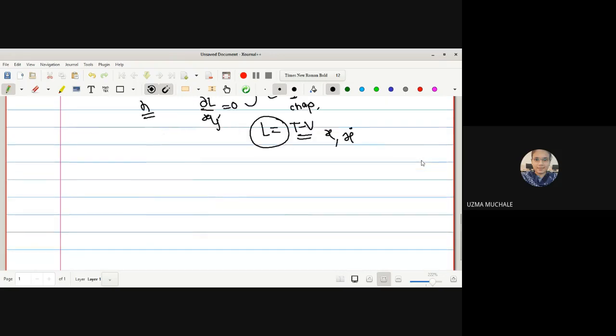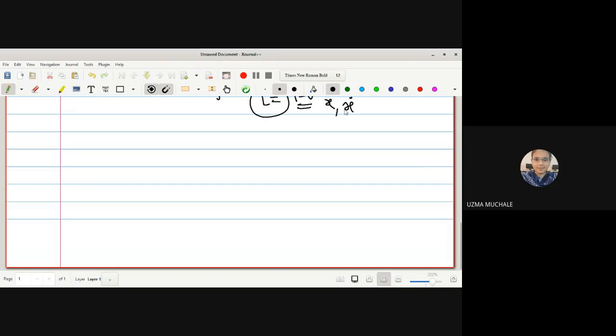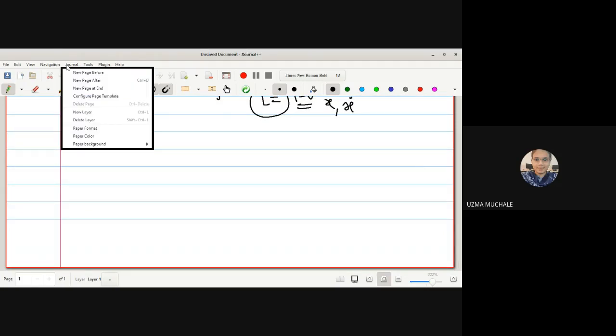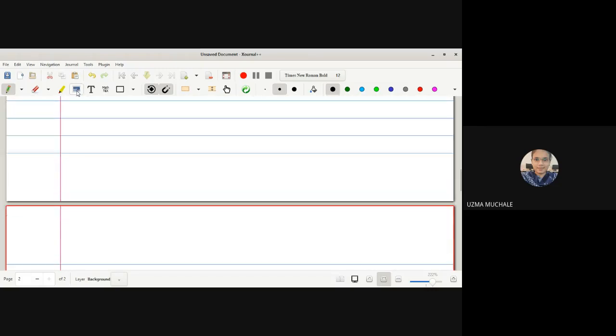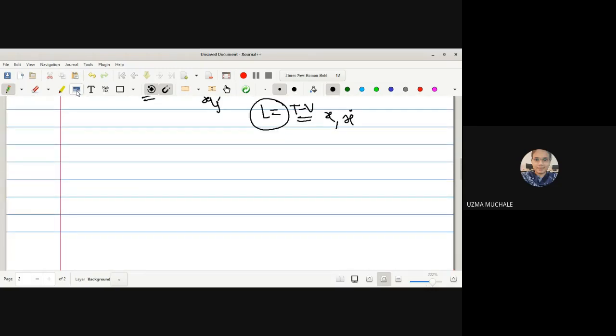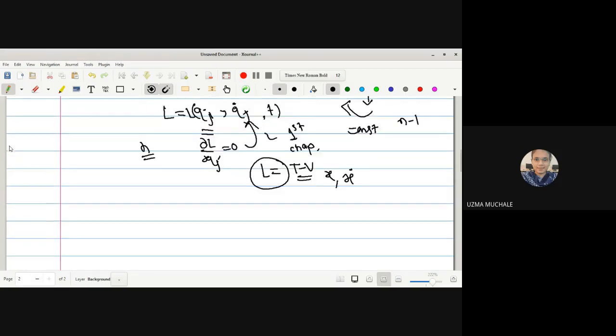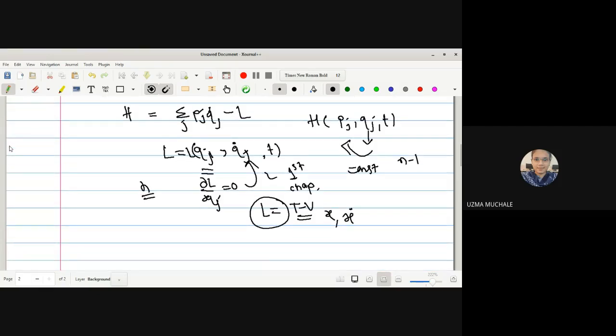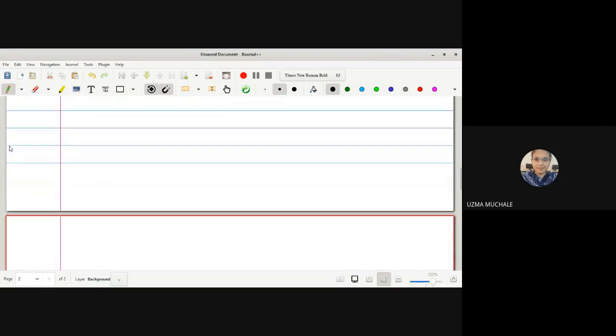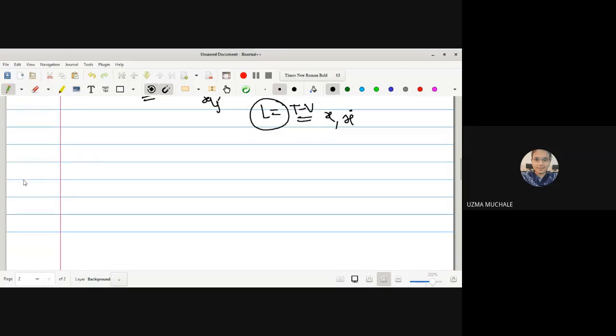That's why the Hamiltonian is good whenever you have a cyclic coordinate. If you want to deal with a cyclic coordinate, your Hamiltonian works better because we have to deal with n minus 1 coordinates. Suppose we have three coordinates. If one of them is absent in the Lagrangian, we only have to deal with two coordinates if we are using the Hamiltonian function. Now let me go for the example.